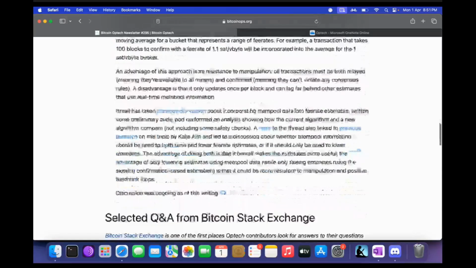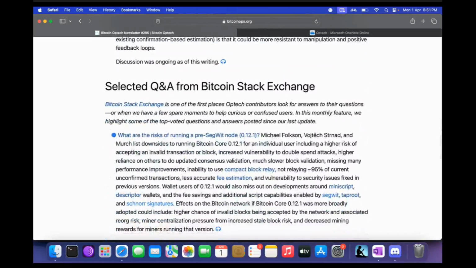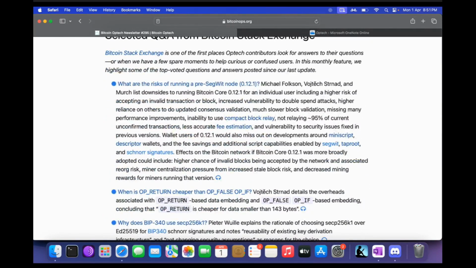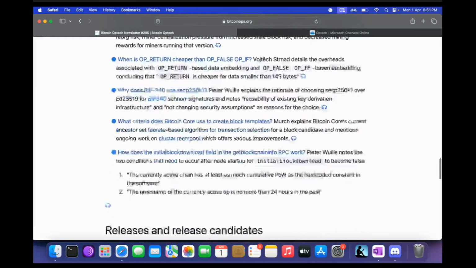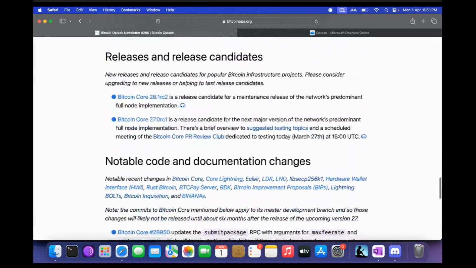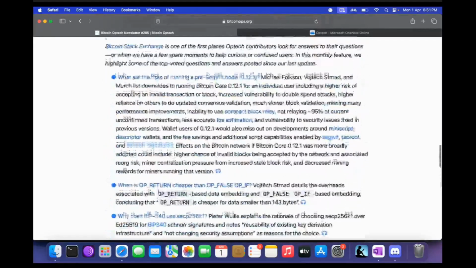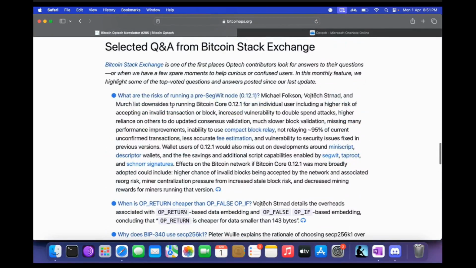Oh, okay, cool. We'll go to the Bitcoin Stack Exchange questions and answers. I'll just read the question and give the answer. We'll not open the actual link because then we'll run out of time. It's 8:51 already. So the first question is, what are the risks of running a pre-SegWit node?